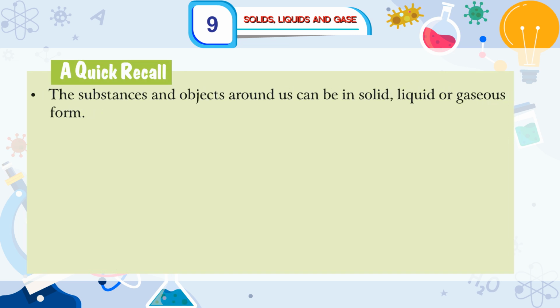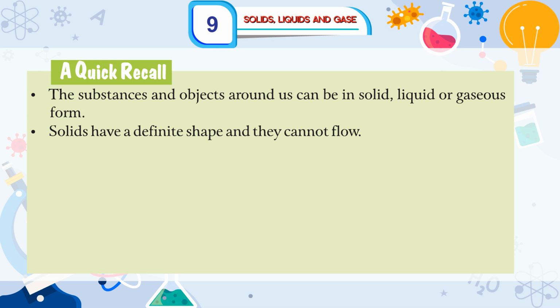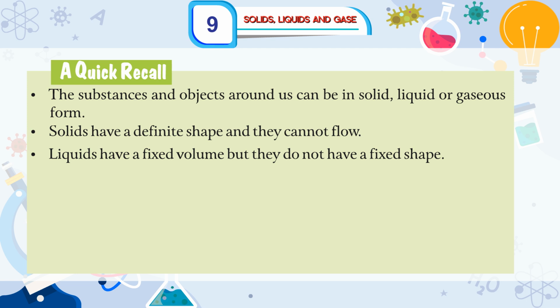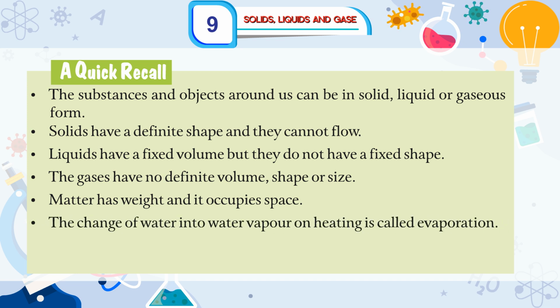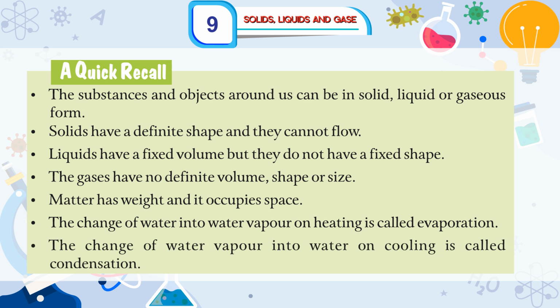A quick recall. The substances and objects around us can be in solid, liquid, or gaseous form. Solids have a definite shape, and they cannot flow. Liquids have a fixed volume, but they do not have a fixed shape. The gases have no definite volume, shape, or size. Matter has weight, and it occupies space. The change of water into water vapor on heating is called evaporation. The change of water vapor into water on cooling is called condensation.